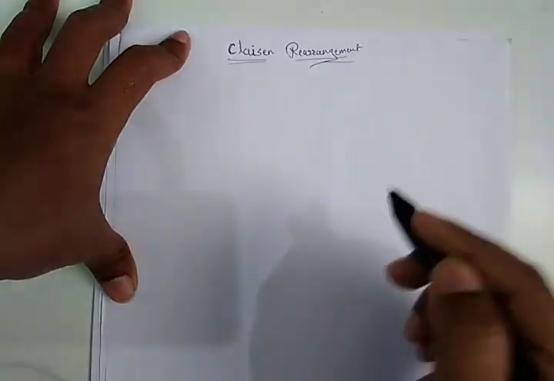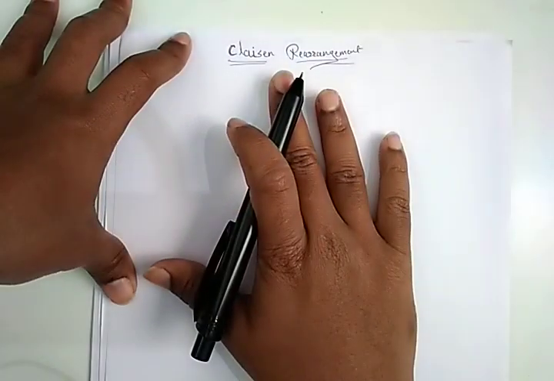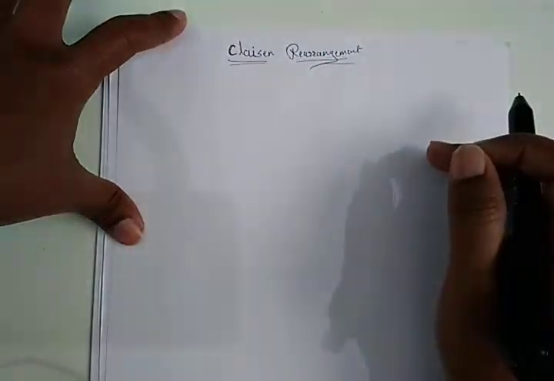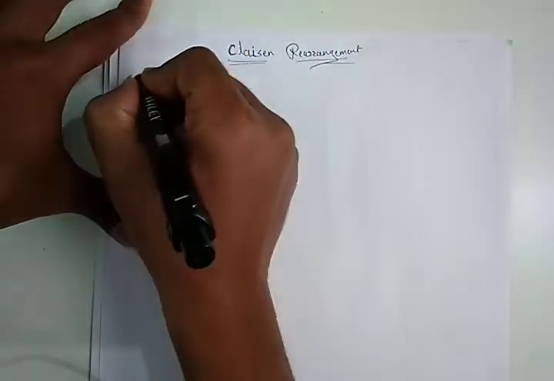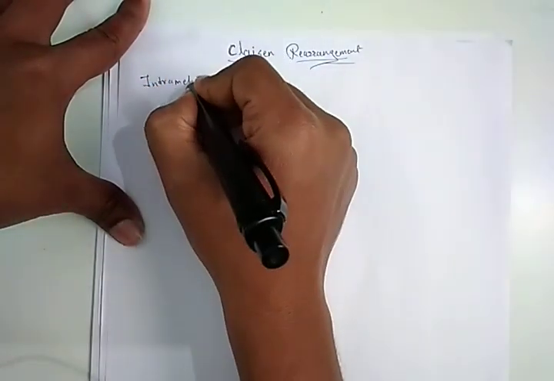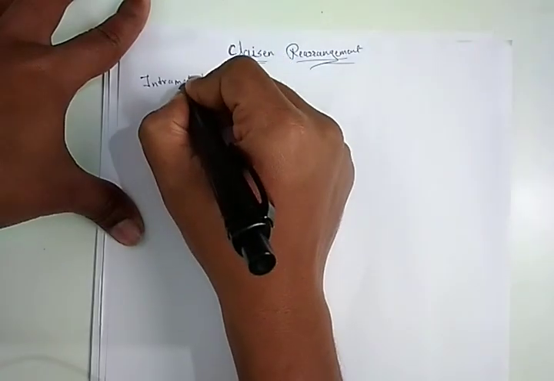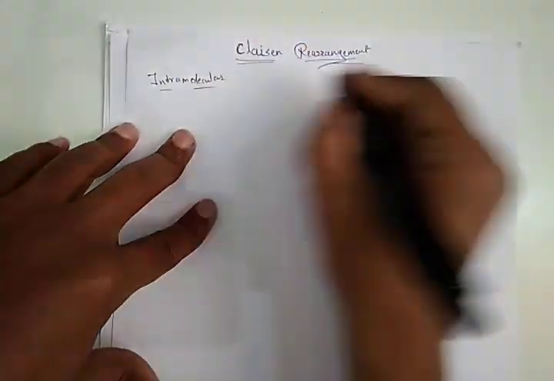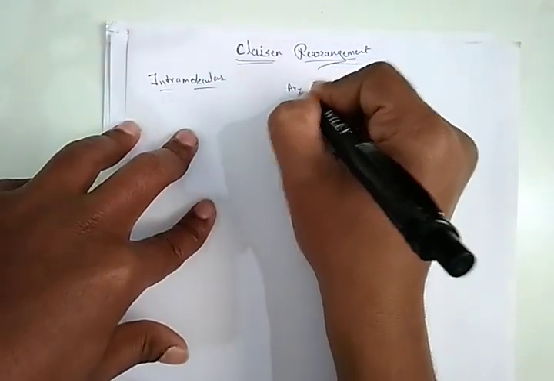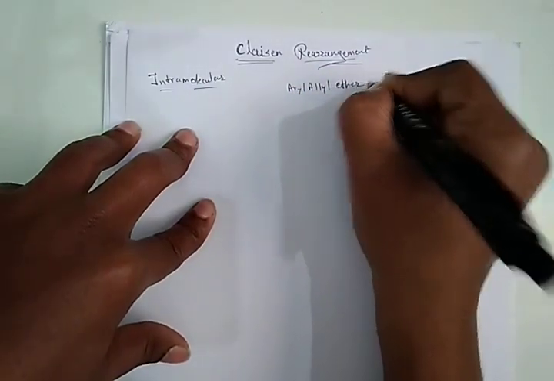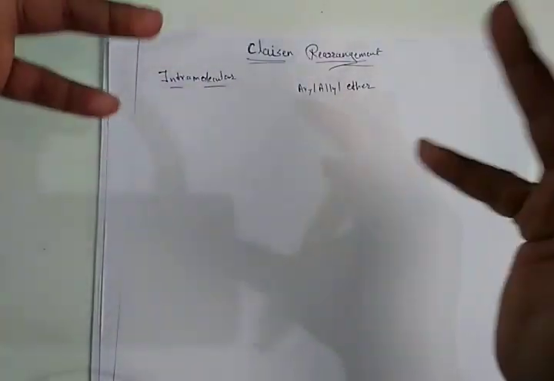This video is about Claisen rearrangement, its mechanism, and we are going to solve some problems, of course. So basically the Claisen rearrangement is nothing but an intramolecular rearrangement. Intramolecular means it occurs within a single molecule, and it occurs in a special kind of compound which we call an aryl allyl ether.